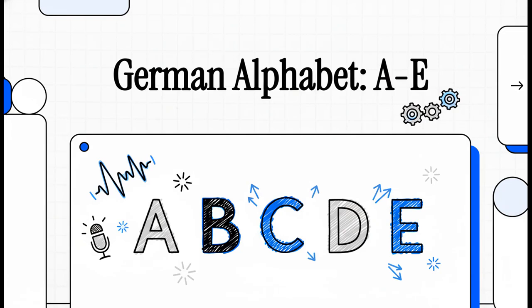Have you ever looked at a German word and just felt that confidence drain away? Yeah, you're definitely not alone. But you know what? The secret to really unlocking German pronunciation starts right at the beginning with the absolute basics, the alphabet. So today, we're going to tackle the first 5 letters, A, B, C, D, and E, and build a super solid foundation for your whole German journey.